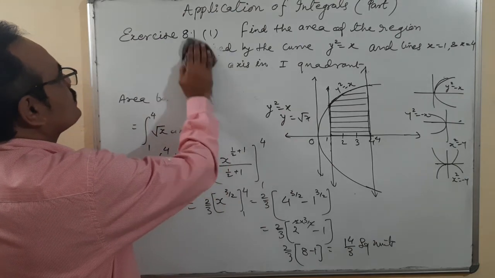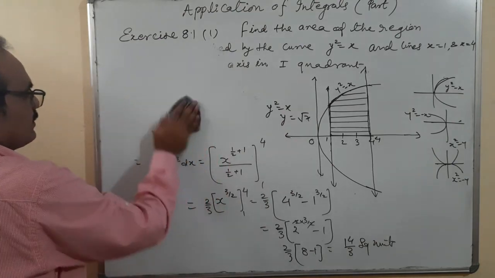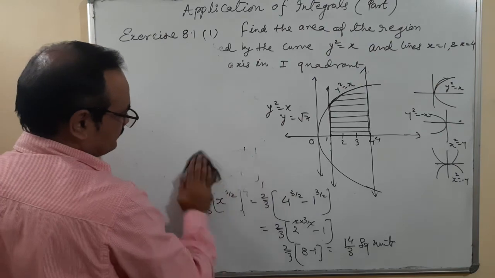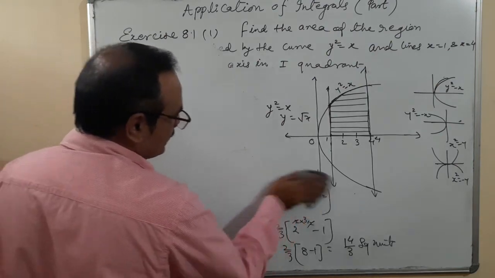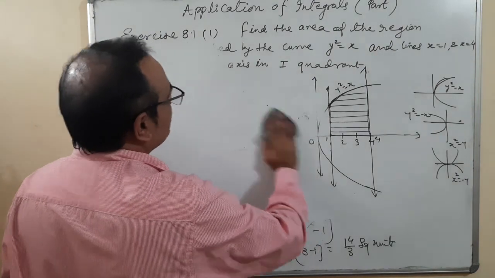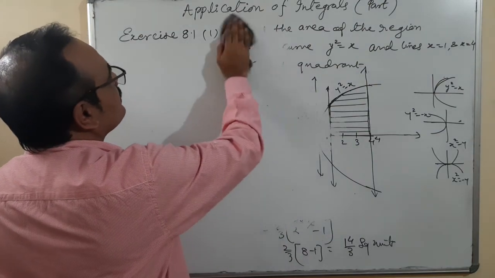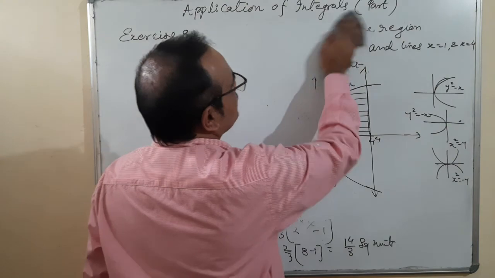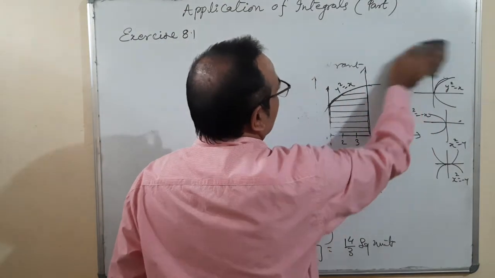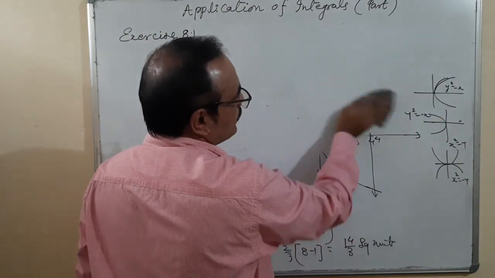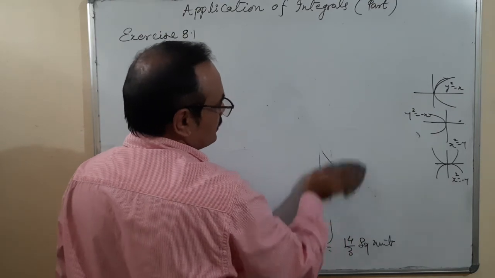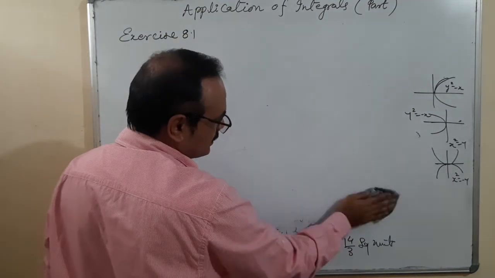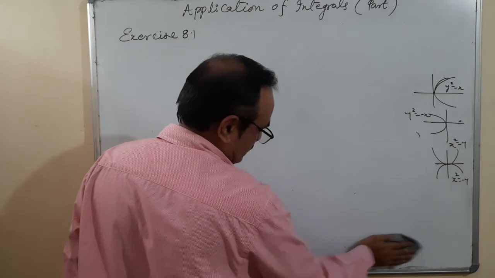So in all those questions, what we have to do? We'll make one rough diagram. Then determine their limits if not given. If given, then direct we can put the limit. And we'll find the area of bounded region. Okay. Remember these equations: general equation of parabola, general equation of ellipse, hyperbola, general equation of circle. Okay.